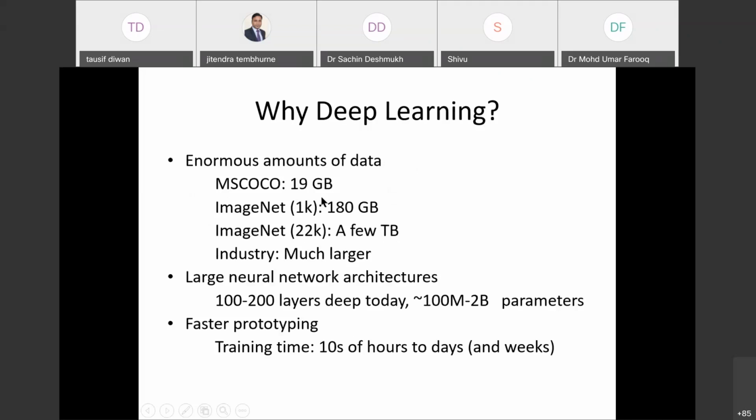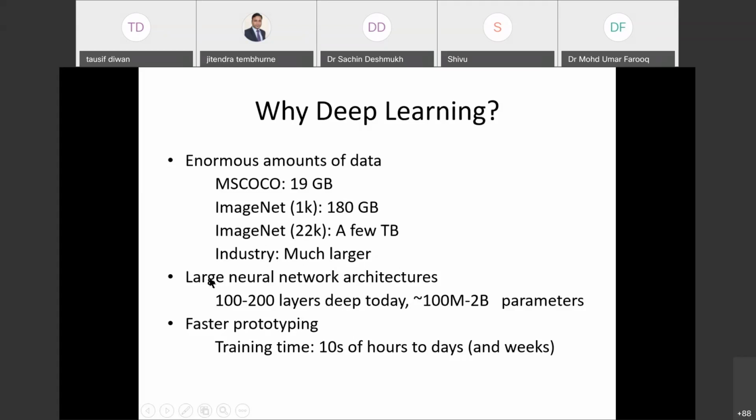Just as in statistics, we can list some datasets like this MS COCO dataset. The dataset size is 19 GB. However, if we go for ImageNet, this was the previous version, ImageNet 1K, and this is the later version, ImageNet 22K. The ImageNet size is 180 GB. However, the later version size is a few terabytes, and in industry, the dataset size is much larger.